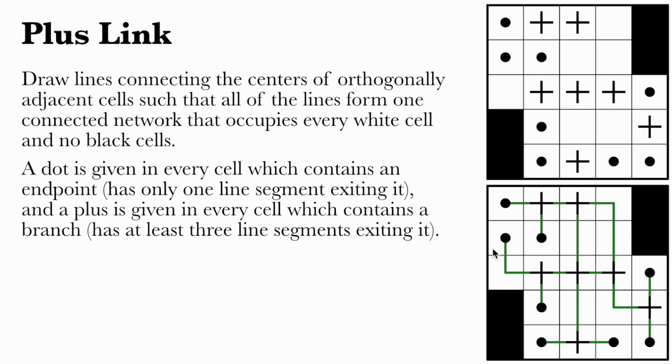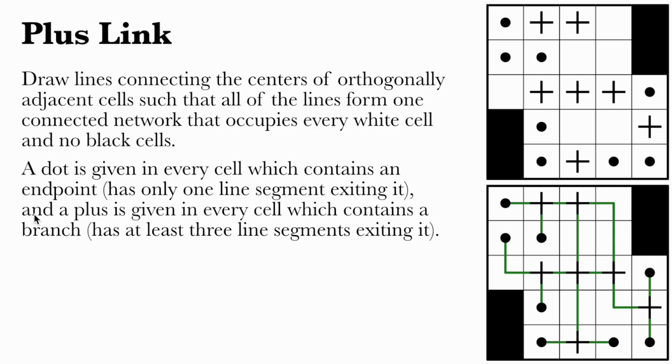You can get everywhere. A dot is given in every cell which contains an endpoint, that is, has only one line segment exiting it. So you can see these dots are like the end of a lollipop. They are a dead end. And a plus is given in every cell which contains a branch, has at least 3 line segments exiting it. So that could be a T intersection, or that could be a 4-way intersection like this one.